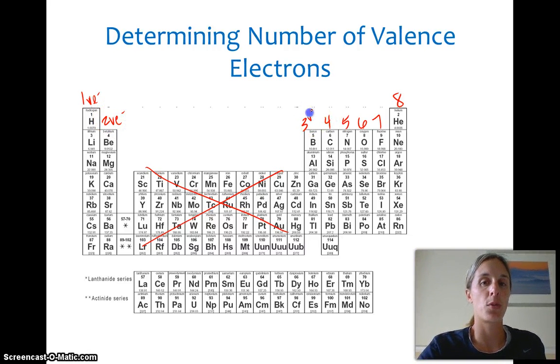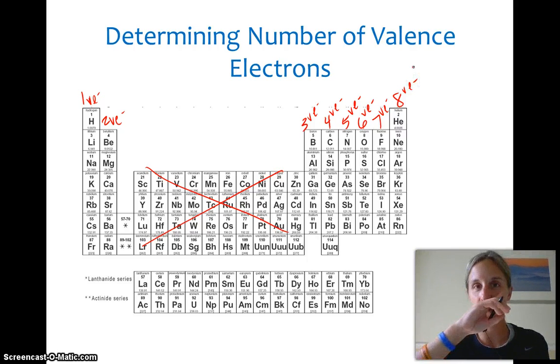All these guys in group 3 are going to have 3 valence electrons. These guys will have 4 valence electrons. These guys will have 5. These guys will have 6. These guys will have 7. And these guys will have 8 valence electrons. So that's going to tell us how many electrons our atom's going to start with before it becomes an ion.